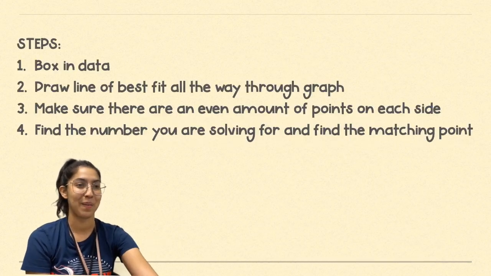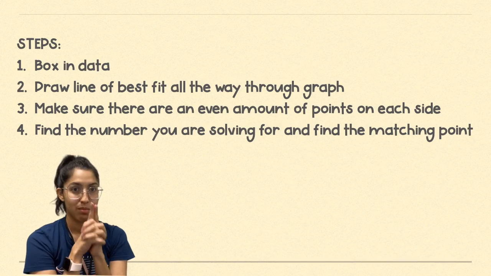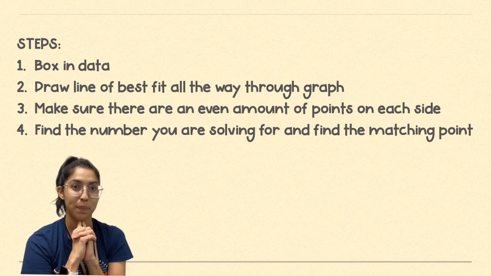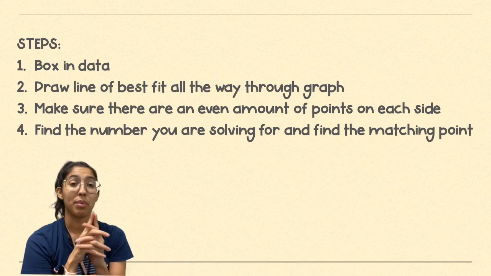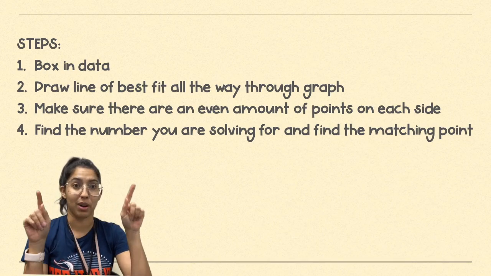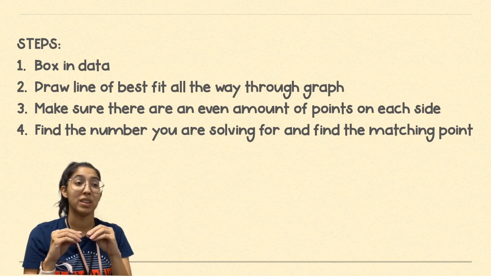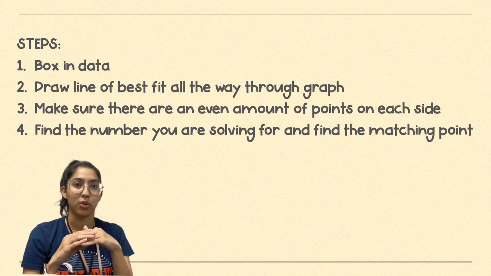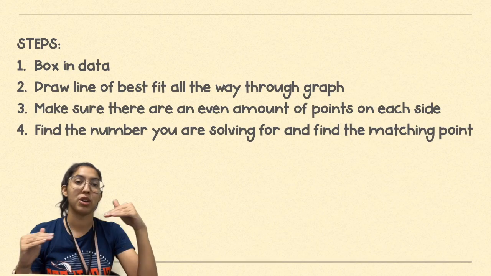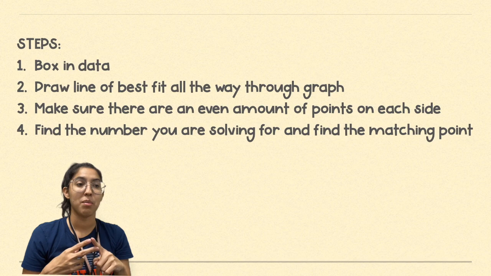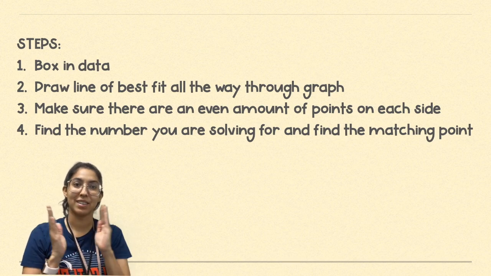So here we go. Steps. Pause the video, write this down. Okay? Steps. 1, box in the data. So literally draw a box around all of your points. Draw a line of best fit all the way through the graph. So in the middle of your box that you drew, you want to draw a line of best fit. Make sure there are an even amount of points on each side.